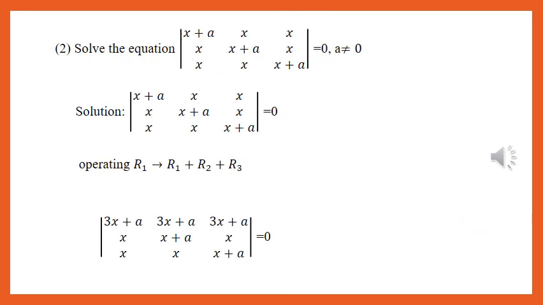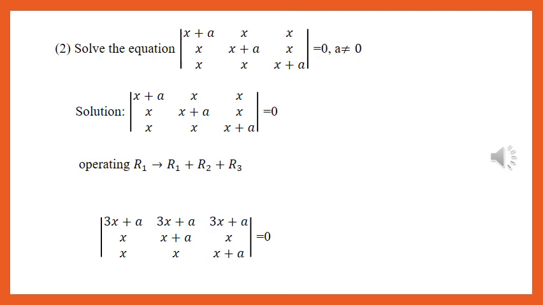Let's have one more question today. Solve the equation determinant x plus a, x, x, x, x plus a, x, x, x, x plus a equal to 0. Here it is given that a is not equal to 0. Now we know what you mean by solving the equation. By solving, we mean value of the variable. Here value of the variable is x.